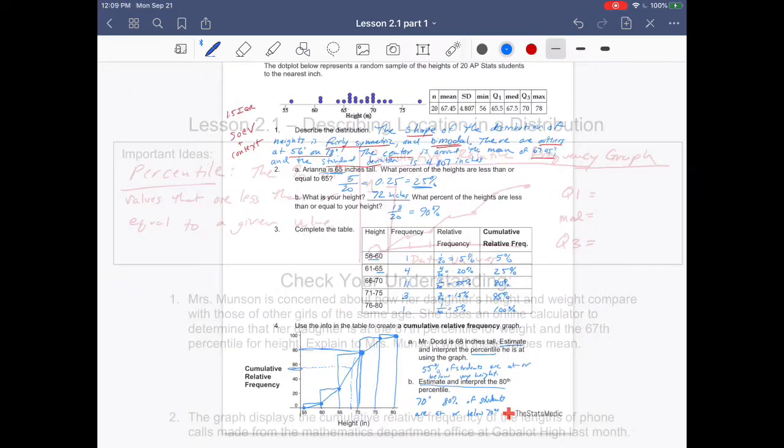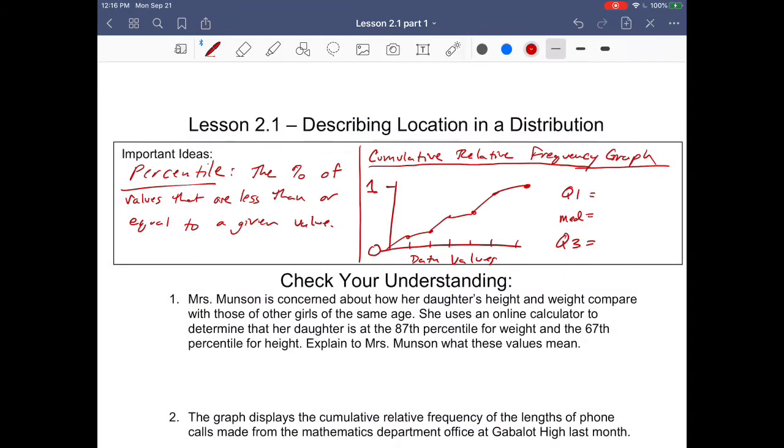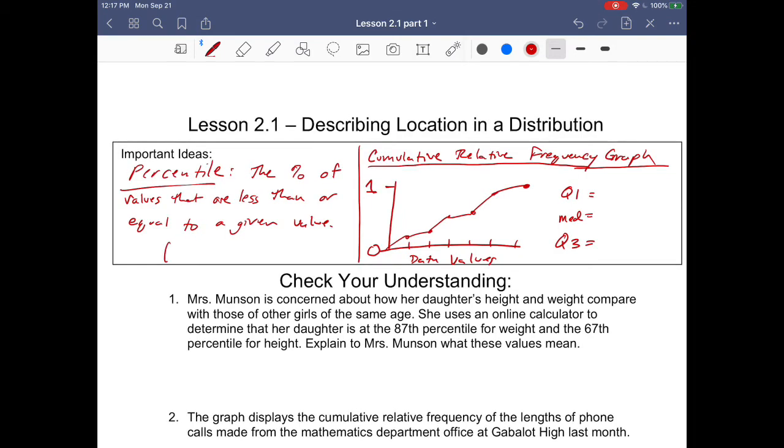Now that we've walked through the exercise, there were two important ideas from the learning targets at the beginning of the lesson. The first one was the percentile: the percentage of values that are less than or equal to a given value. And we want to use the word "at," not the word "in," when describing a percentile.